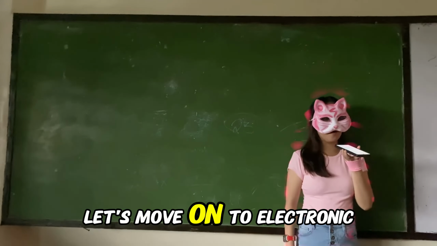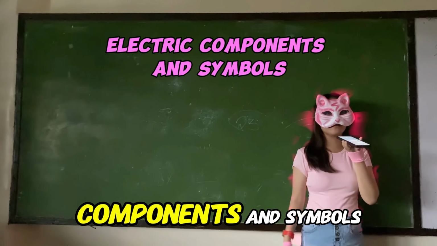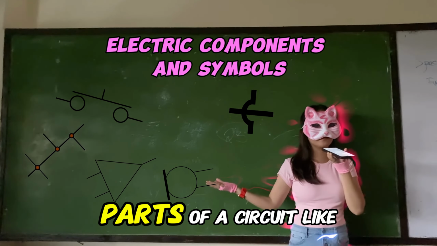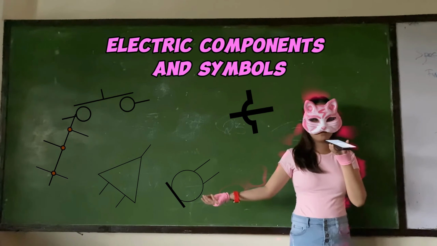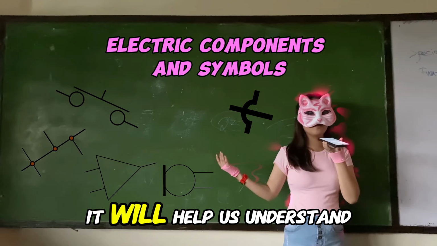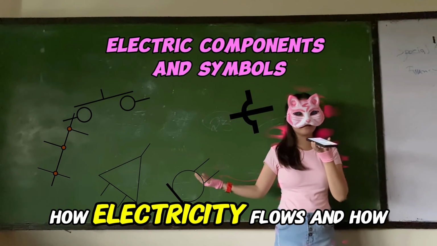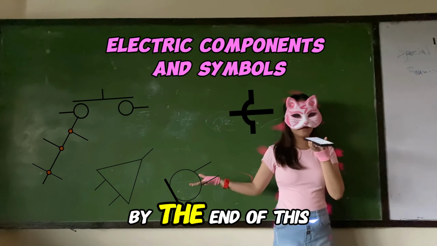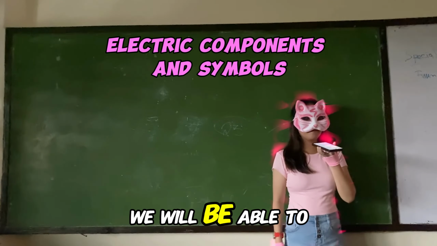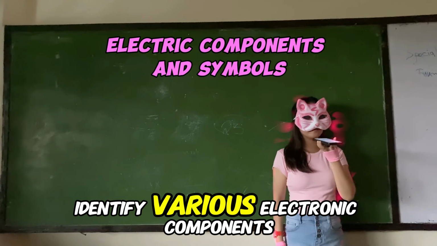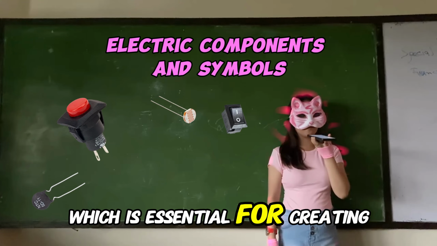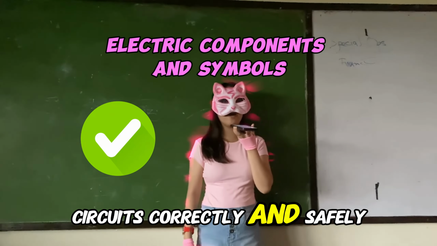Let's move on to electronic components and symbols. These symbols represent the different parts of a circuit like wires, switches, and more. It will help us understand how electricity flows and how devices work. By the end of this lesson, we will be able to identify various electronic components and their symbols, which is essential for creating circuits correctly and safely.